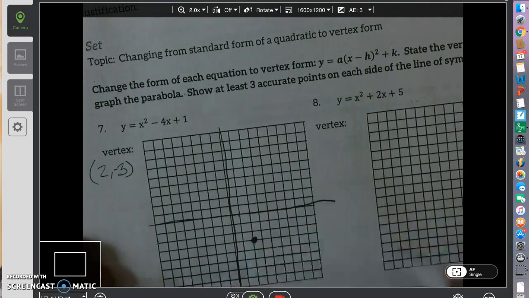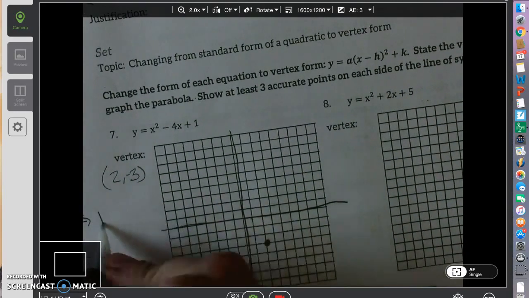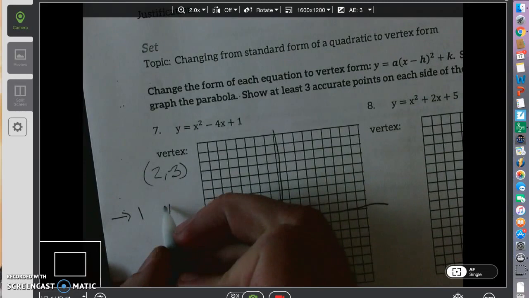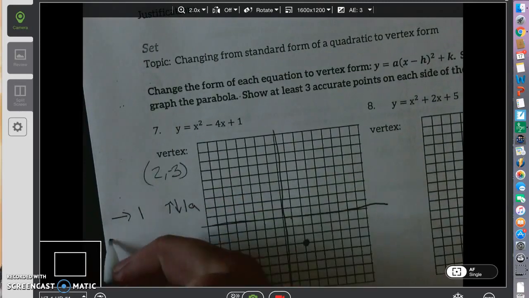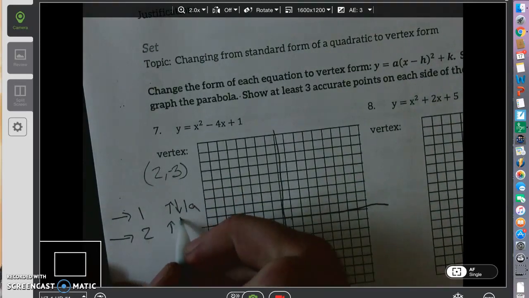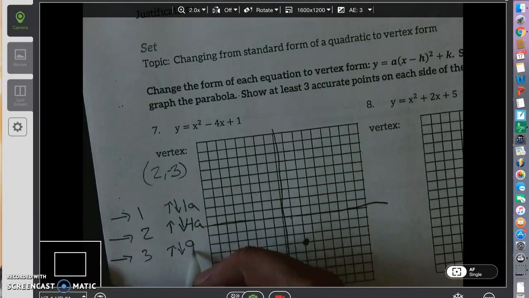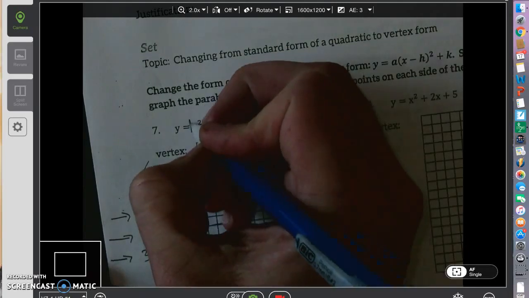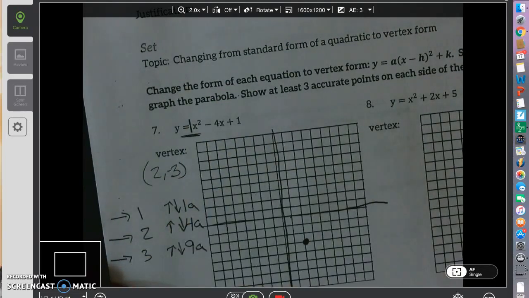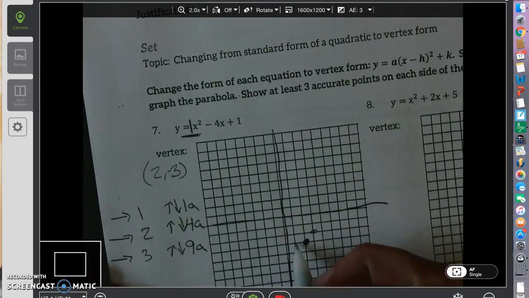That's right here. Then I do my pattern, which is over 1, up or down 1 times a, over 2, up or down 4a, over 3, up or down 9a. My a in this case is 1. It's the number that's in front of my x squared. So from my vertex, I go over 1, up 1, over 1, up 1.